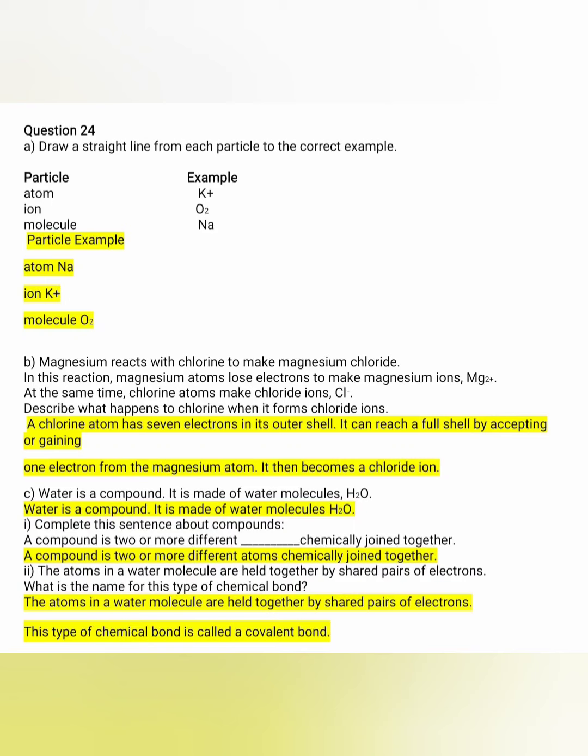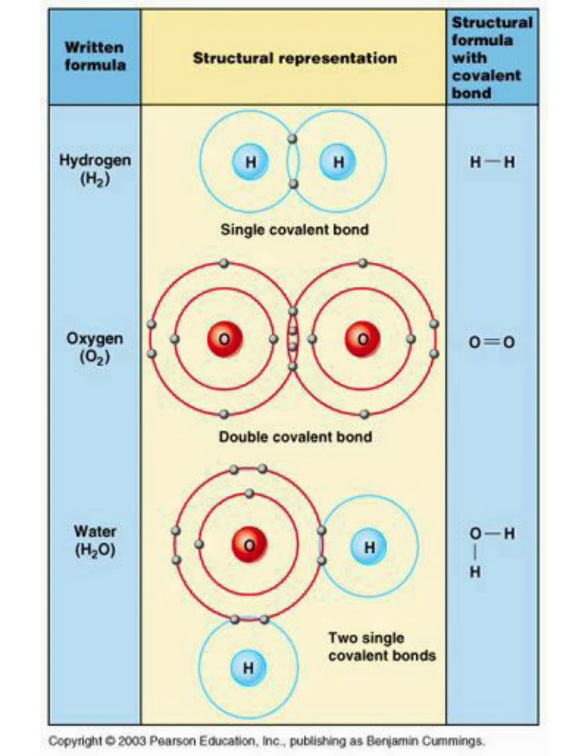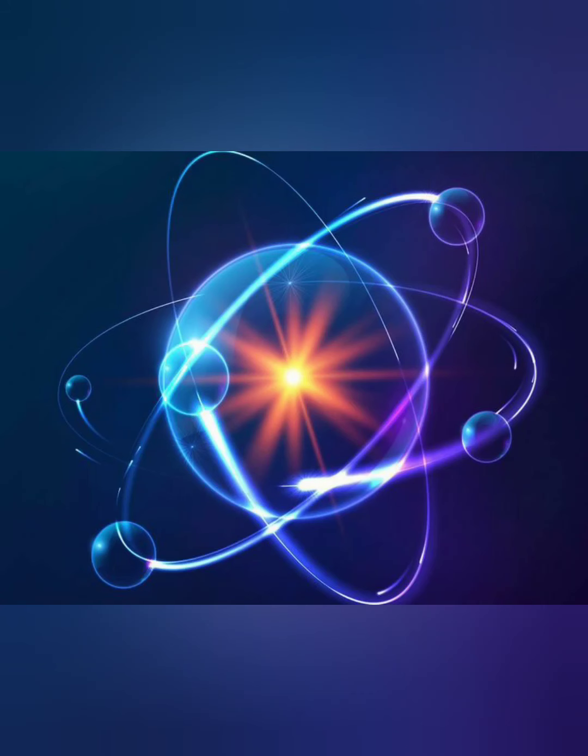Completion. Now question number 1. Complete this sentence about compounds. A compound is 2 or more different atoms chemically combined together. As in water, one oxygen atom is covalently combined with 2 hydrogen atoms. This is the structure of atom, you know very well. I think you are now familiar with it.